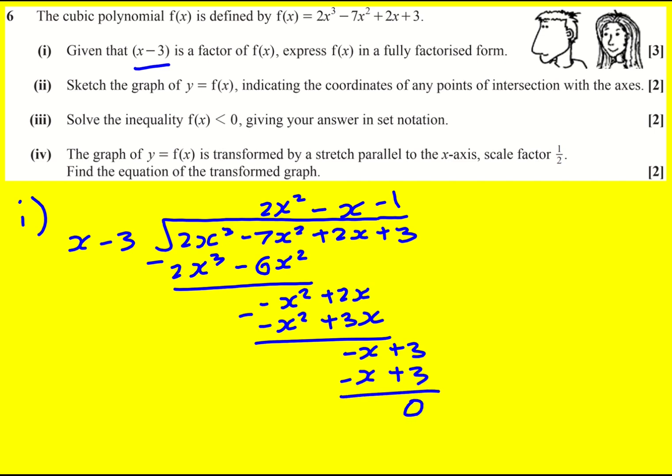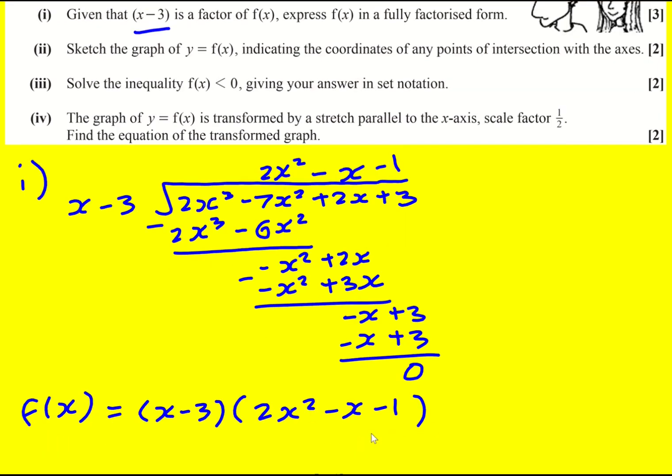If you didn't get 0, it means you've made a mistake and you should look back through because there must be a remainder of 0 for x minus 3 to be a factor. Therefore, f of x is going to equal x minus 3 multiplied by 2x squared minus x minus 1. And we just now need to factorize the right-hand bracket.